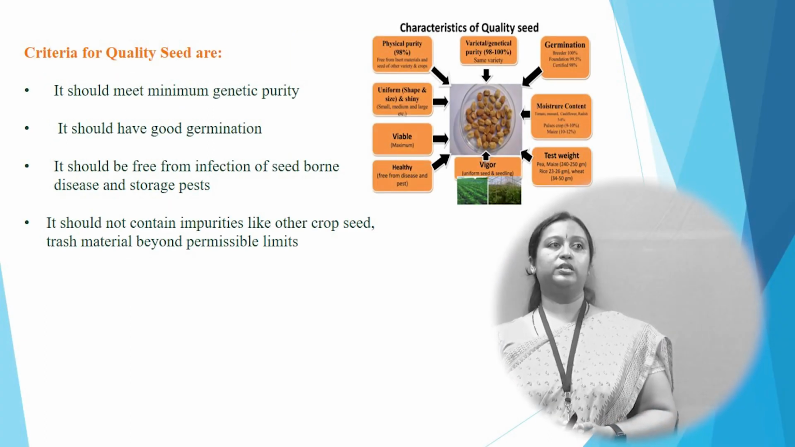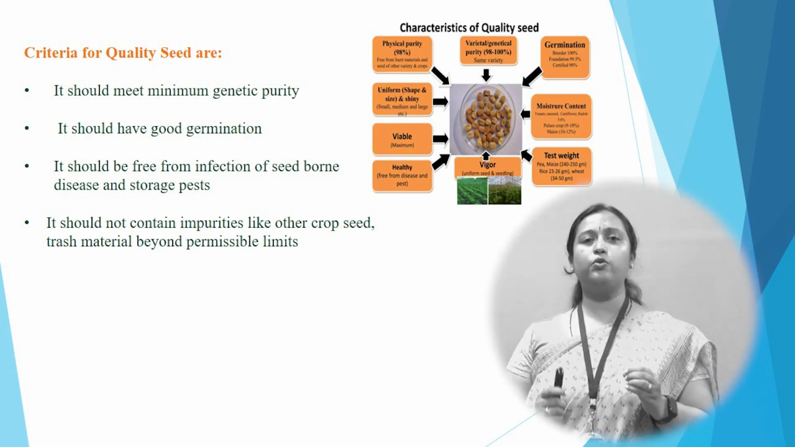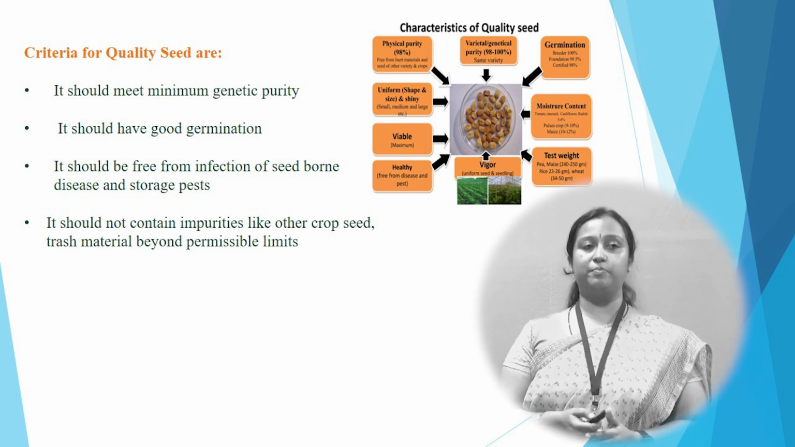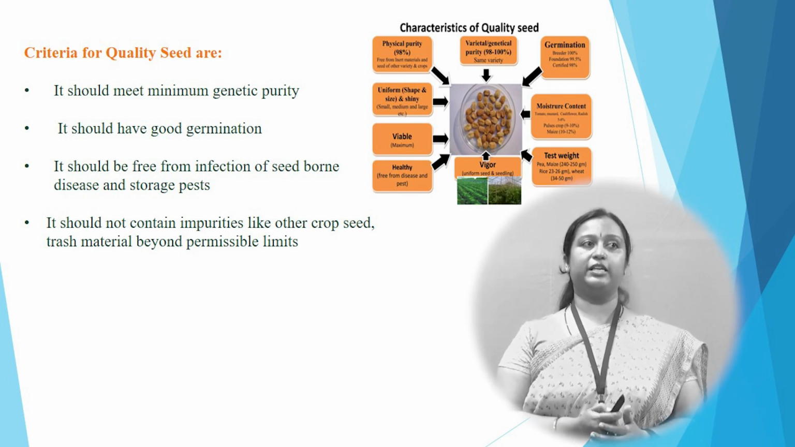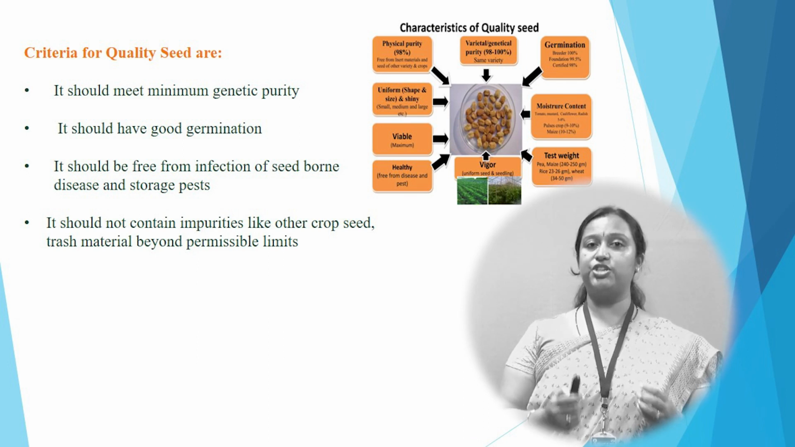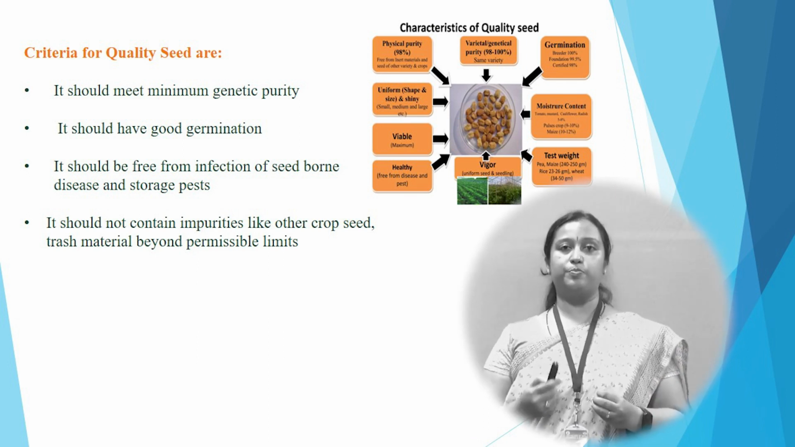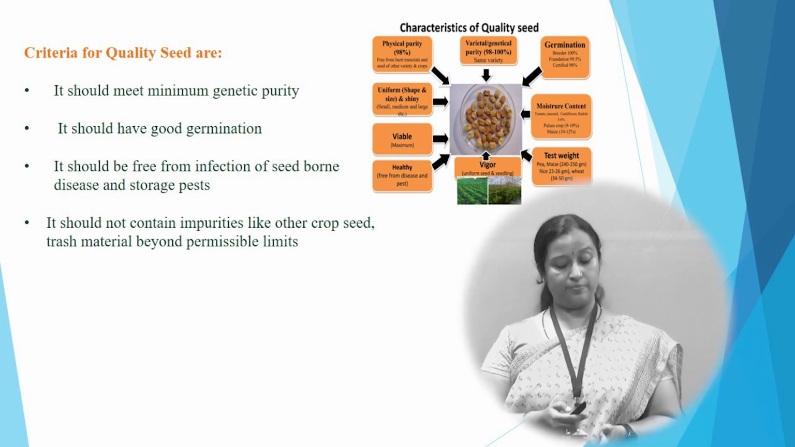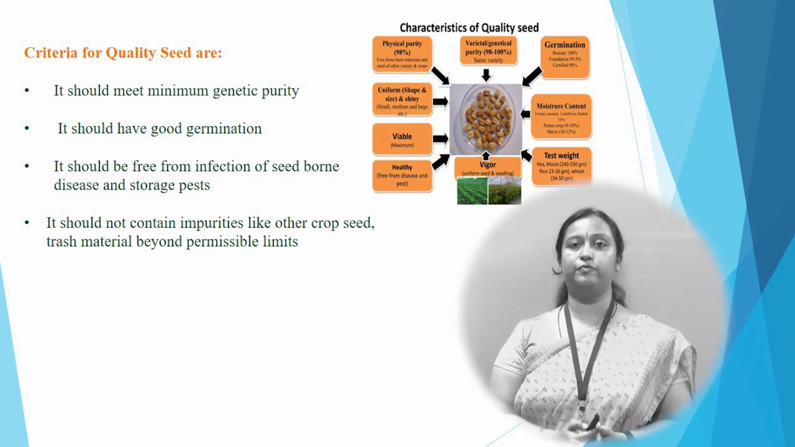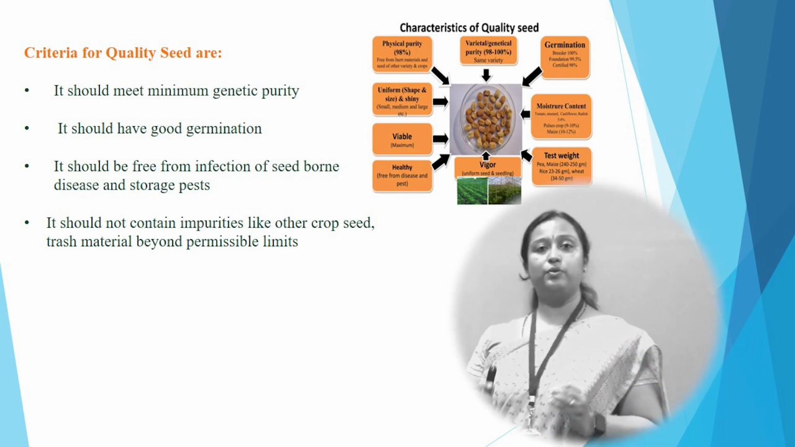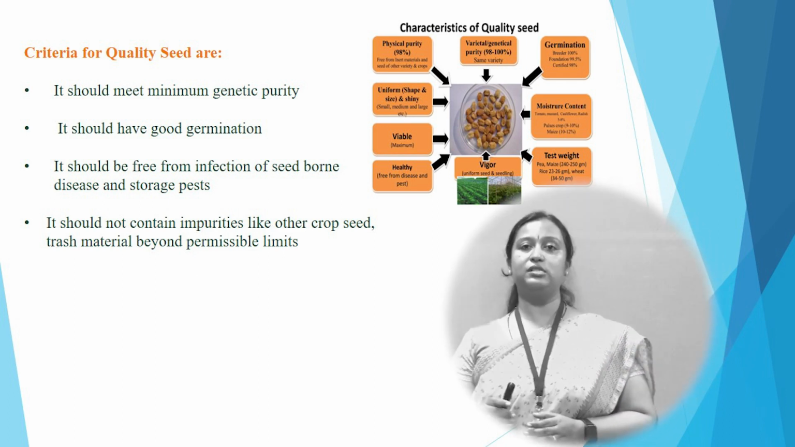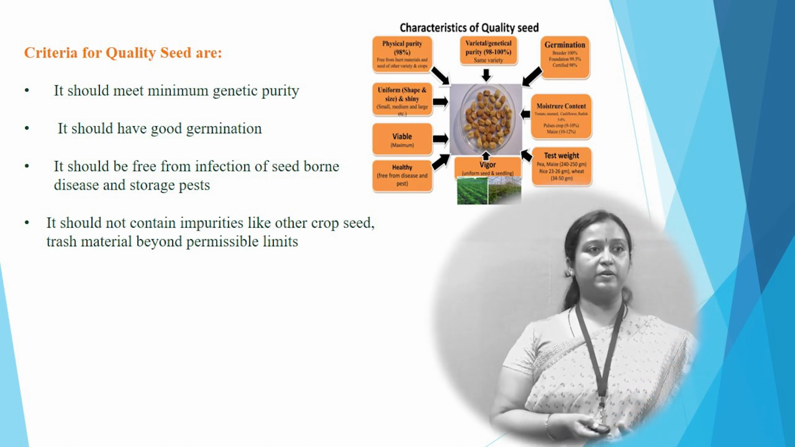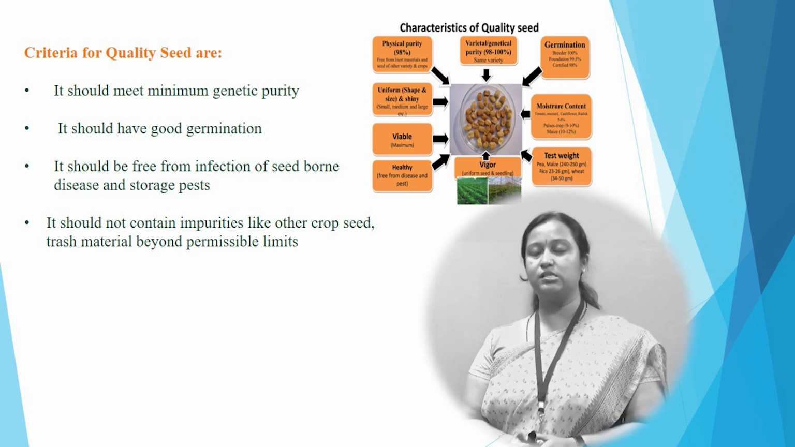So moving on to the criteria of quality seeds. How do we decide whether seeds are of good quality or bad quality? This is assessed by major steps. It should meet minimum genetic purity. Genetically, the seeds have to be pure and should perform well in the agricultural lands. It should have good germination. Whichever seeds you use for plantation purposes, they have to have better germination, and all the seeds must germinate in the field. It should be free from infection, seed-borne diseases or storage pests.